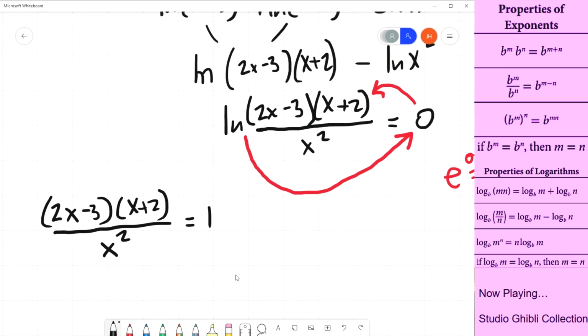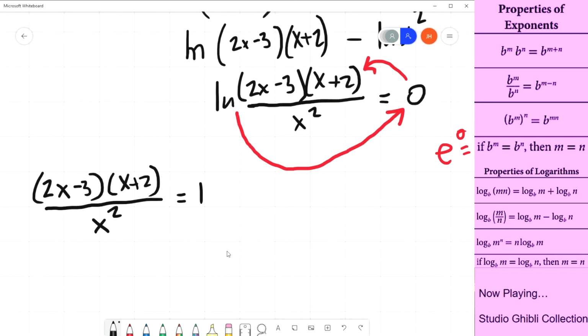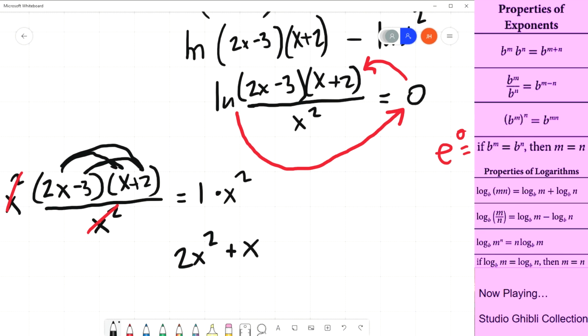So how do we solve this? At this point in time, guys, this is a rational equation. We can solve this just like we were solving those other rational equations. We want to get rid of the denominator by multiplying by it. So I'm going to multiply both sides by x squared because that will cancel out here. In the end, I can get that 2x minus 3 times x plus 2, using double distribute, would be 2x squared plus 4x minus 3x, so plus x, and then minus 6 equals x squared.